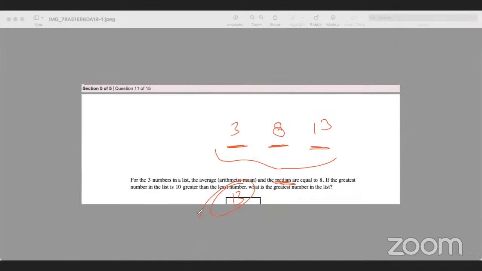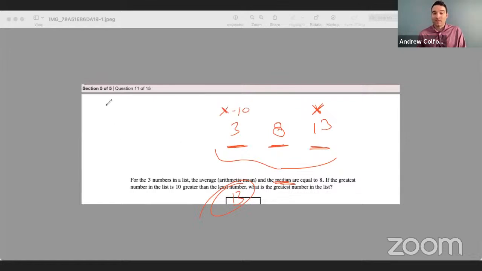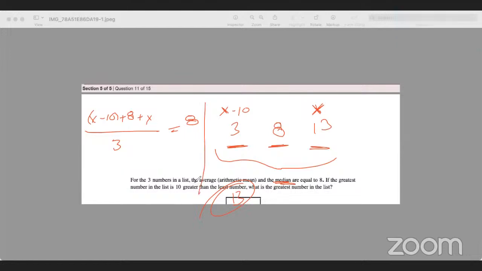Yes. We could be algebraic about this if we wanted to. We could call this x, and call this x minus 10, and say something like x minus 10 plus 8 plus x, over 3, is equal to 8, right? The sum of these divided by the number is equal to the average. But I kind of like plugging around.